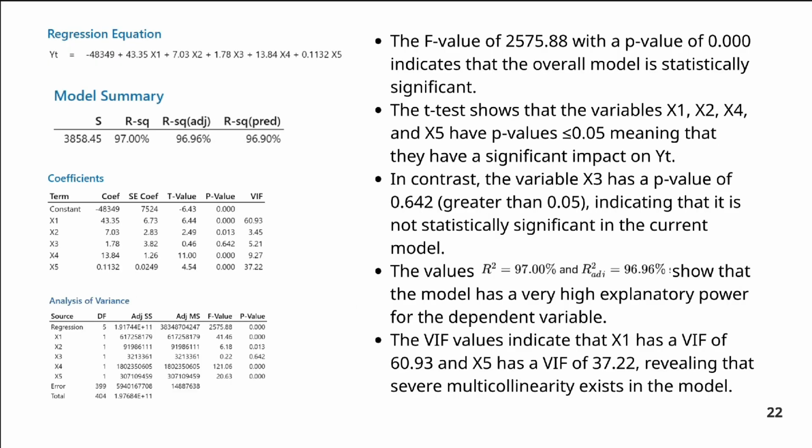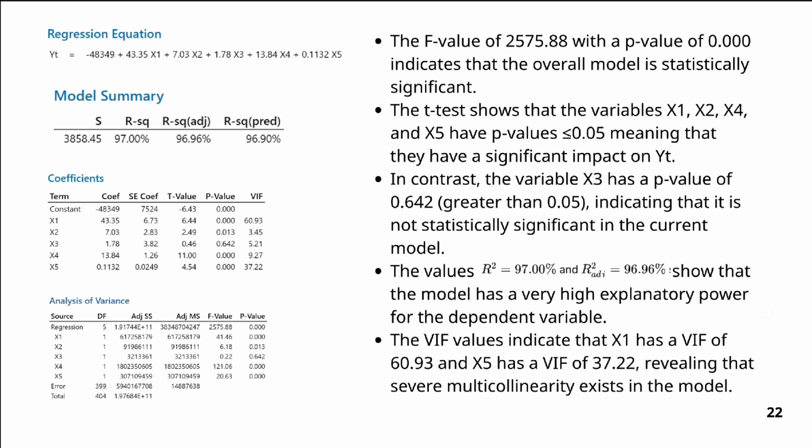Next, the F value of 2575.88 with a p-value of 0 indicates that the overall model is statistically significant. The t-test shows the variables x1, x2, x4, x5 have p-values smaller than 0.05, meaning that they have a significant impact on YT. R-squared equals 97% and adjusted R-squared equals 96.96%, so the model has a very high explanatory power for the dependent variable.